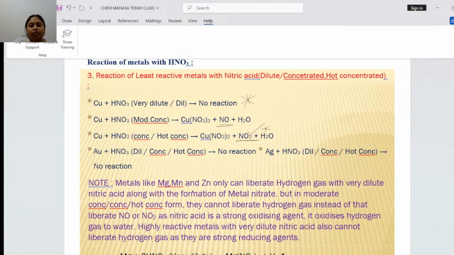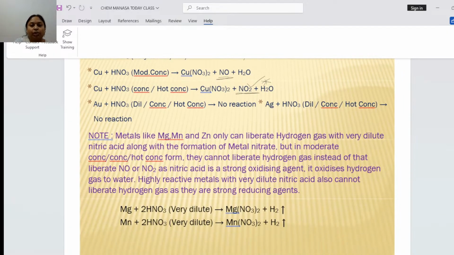And one more thing, here we have one more exception. Magnesium, manganese and zinc are going to liberate hydrogen gas in very dilute condition. In moderate and concentrated or hot concentrated conditions, they are not going to liberate hydrogen gas; the remaining elements also give NO or NO2. Why? What is the reason? Nitric acid is a strong oxidizing agent, as I told you earlier, so the hydrogen gas will be converted into water. These two also you have to focus on.